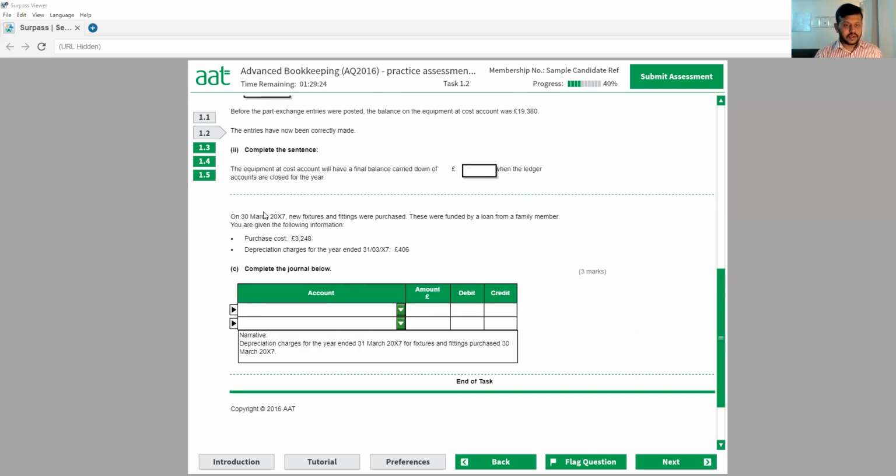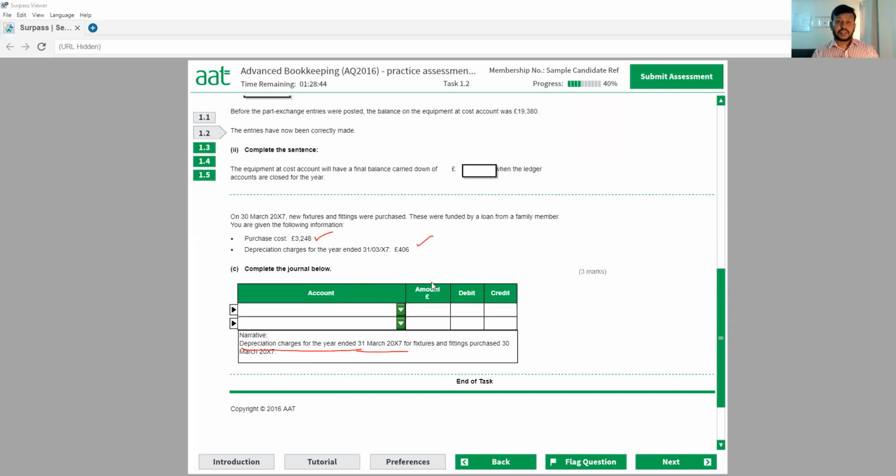The next one we have here, on 31st of March 2017, new fixture and fittings were purchased. Okay, these are funded by a loan from a family member. You are given the following information. Purchase cost 3248, a depreciation charge for the year ended 31st of March 2017 of 406. Complete the below. So we need to look at the narrative here because we don't know if they're asking for recording the purchase cost or the depreciation. If we read the narrative, we'll understand more. So the narrative is saying depreciation charge. So they're asking how to record the depreciation charge for the year ended 31st of March 2017.